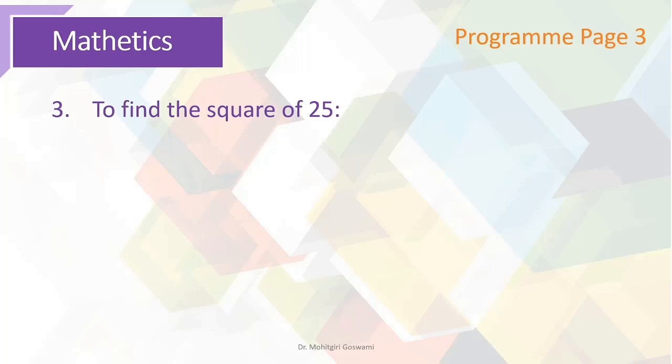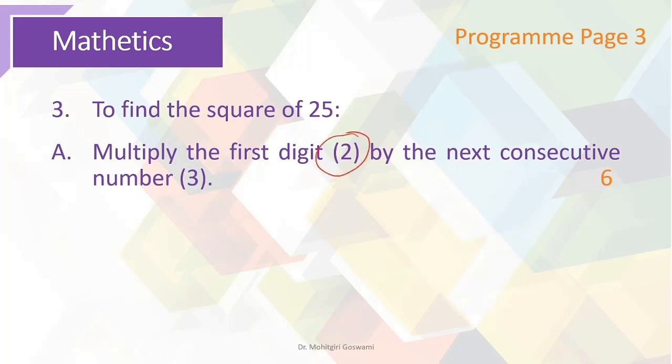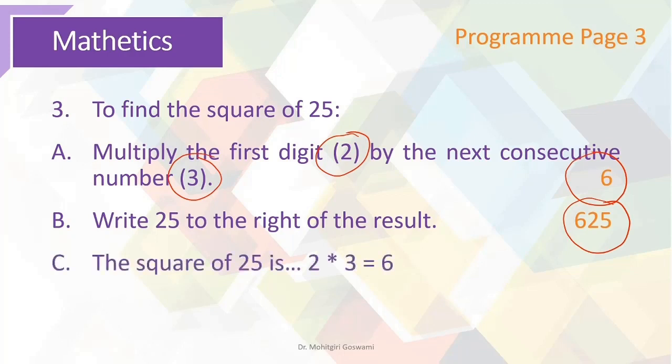The third frame will be another example. To find the square of 25, here the pace will be a little faster. Multiply the first digit, which is 2, by the next consecutive number, which is 3. 2 into 3, the answer will be 6. In the next step, you have to write 25 to the right of the result. So the answer will be 625. The square of 25 is 625.